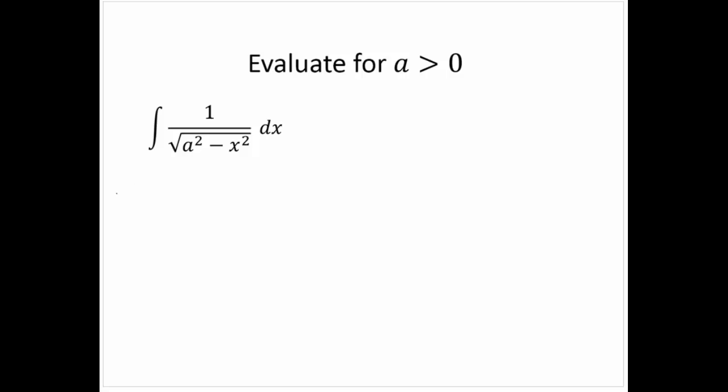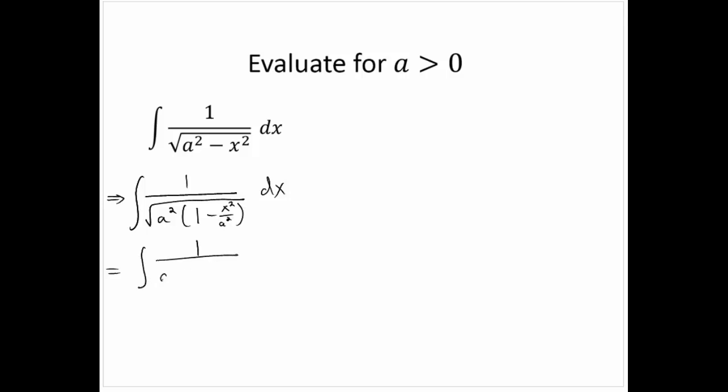Alright, so I'm going to rewrite this as the integral of 1 over the square root of, and here's where it gets tricky, I'm going to factor out the a squared. And so I've got a squared times 1 minus x squared over a squared dx. Now, using properties of radicals, I can bring that square root of a squared outside the radical, and so I have 1 over a times the square root of 1 minus x squared over a squared dx.